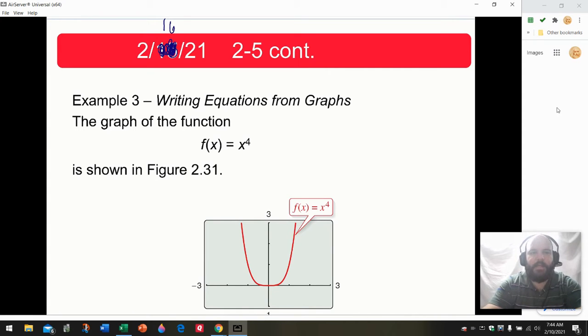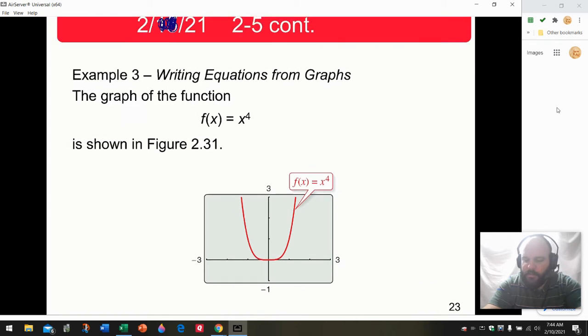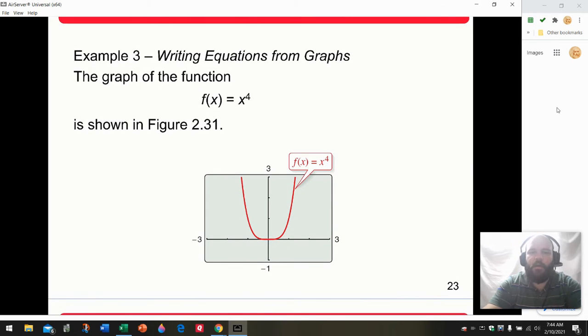This is example 3. They're showing you the graph of f of x equals x to the fourth. What I want you to notice about this graph is that it's very similar to x squared, although it's slightly wider. The reason why it's a little bit wider is that for numbers less than 1, when you take a fraction that is less than 1 to a power of 4, it's actually going to get a lot smaller than if you were to square it. And once you get numbers beyond 1, this is going to go up a lot faster because you're taking it to the fourth power versus taking it to the second power.